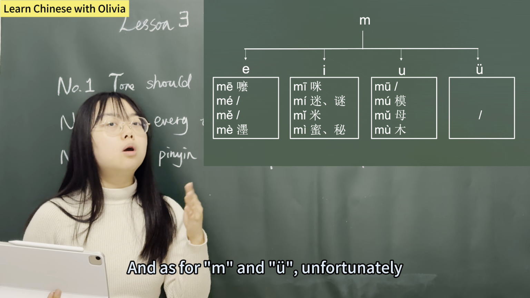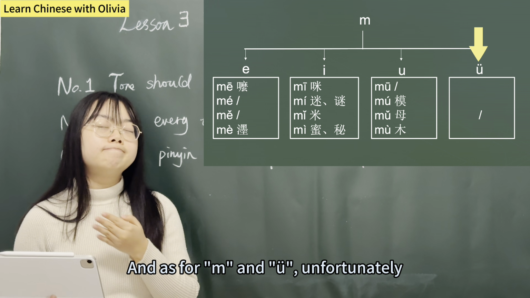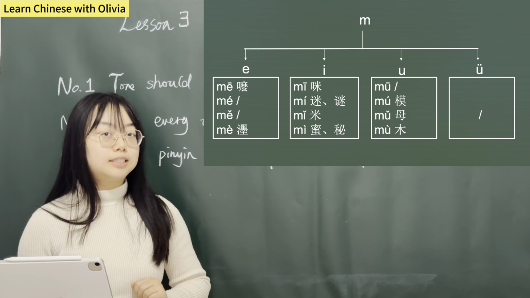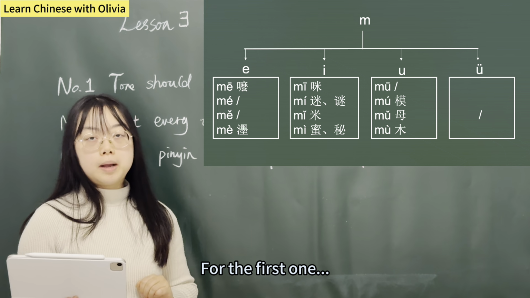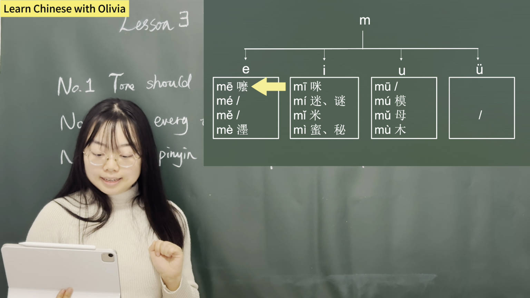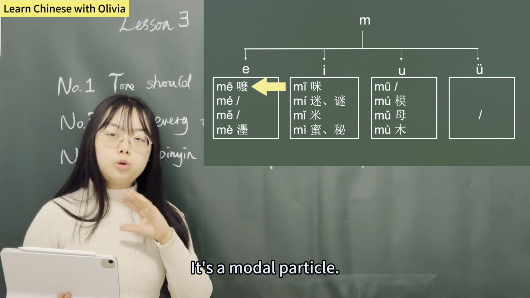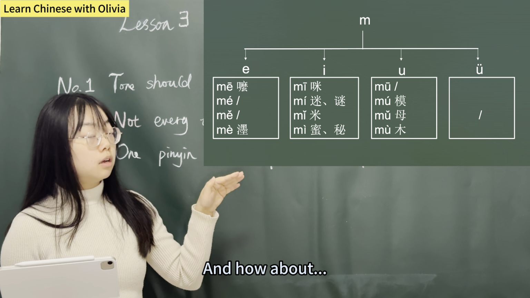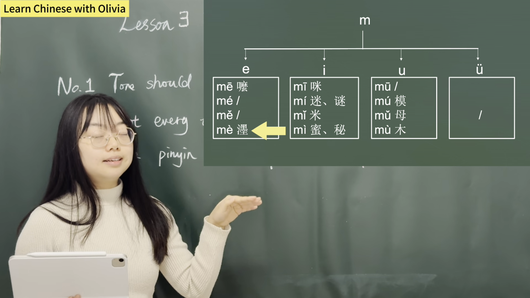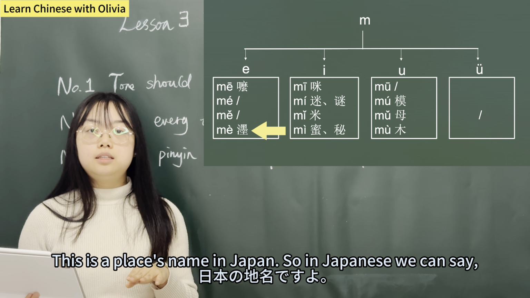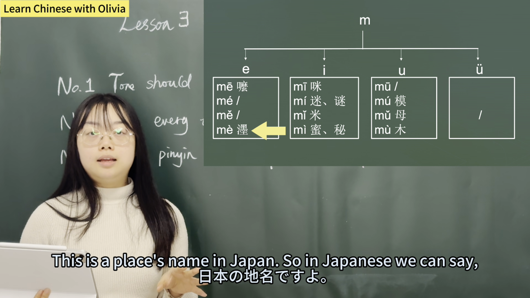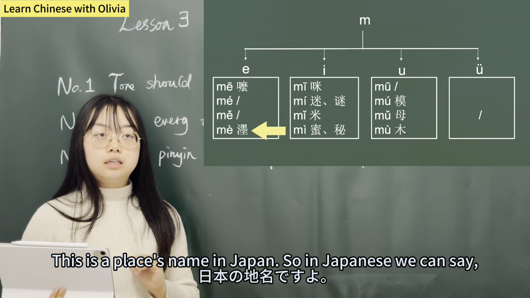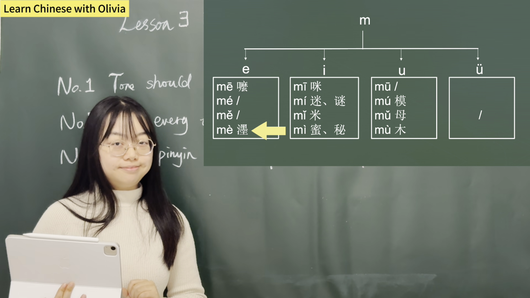And as for mo and ü, unfortunately we can't find it. So let me explain it to you. For the first one, m, it's a modal particle. Yeah. And how about mo? It's a place name in Japan. So in Japanese we can see Nihon no jime desu yo.